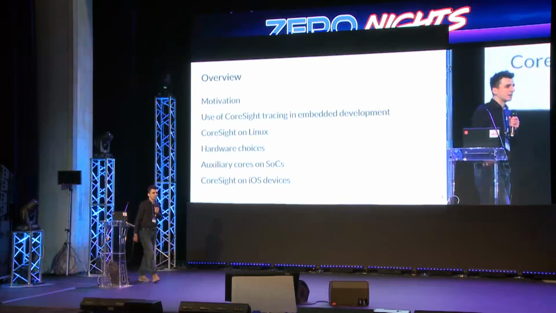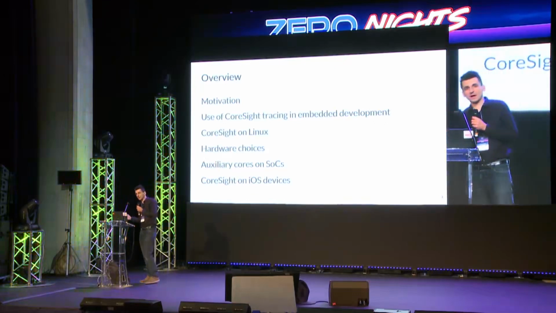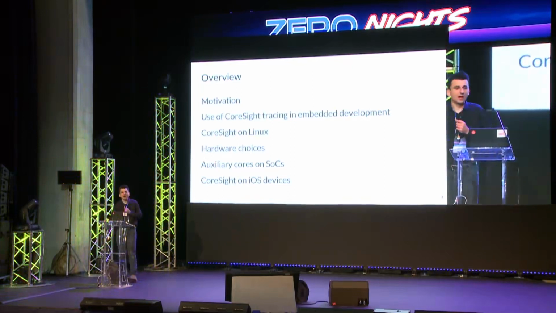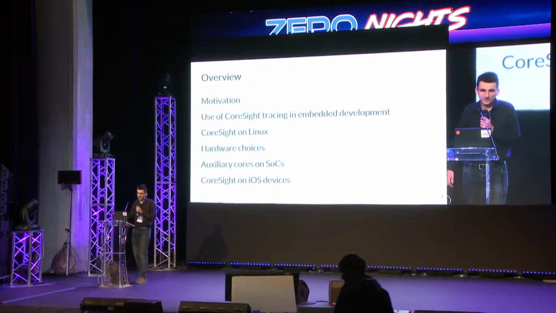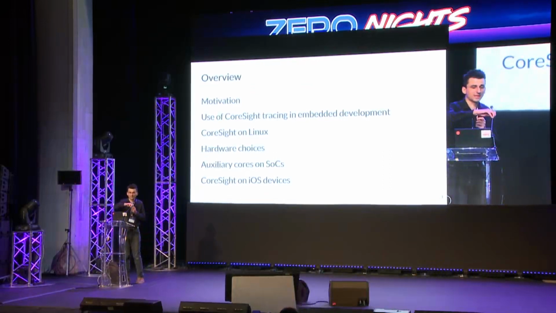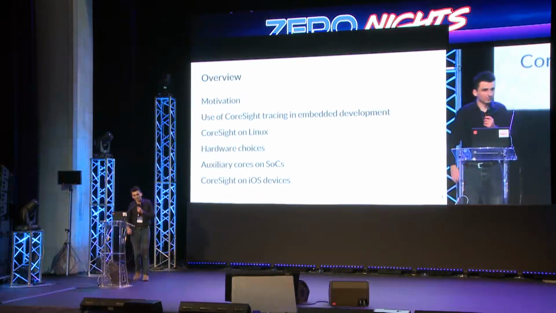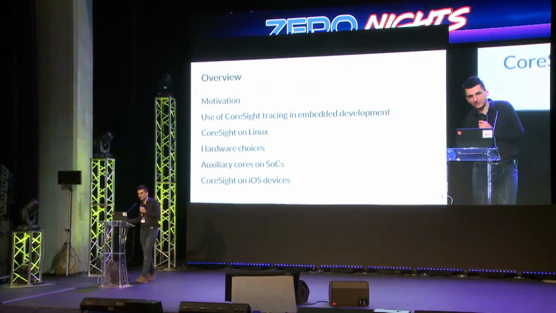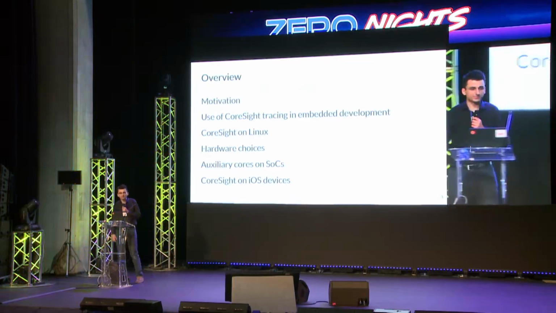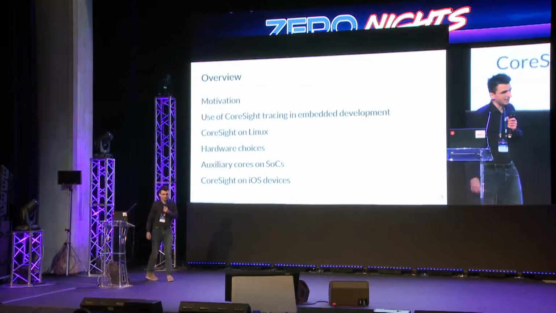So I'll give you a brief overview. We'll start with motivation, why I think this is an interesting topic. I will talk about the use of CoreSight tracing in embedded development and what the status of CoreSight on Linux is. I will talk about various hardware choices that we made, that we tested, and things that didn't work, basically failures here. I will talk about auxiliary cores on SoCs.